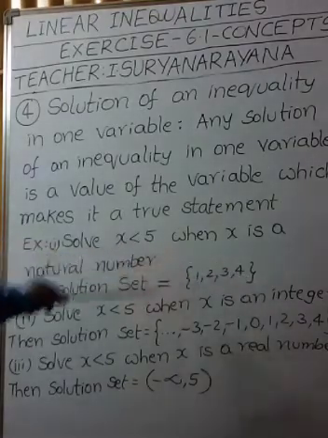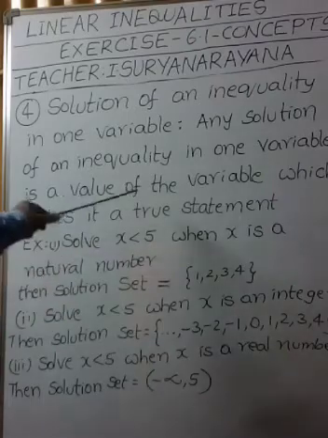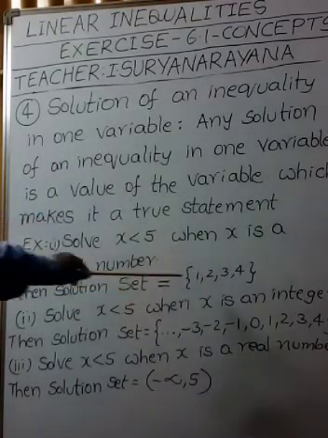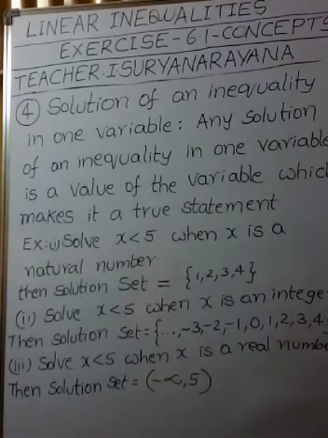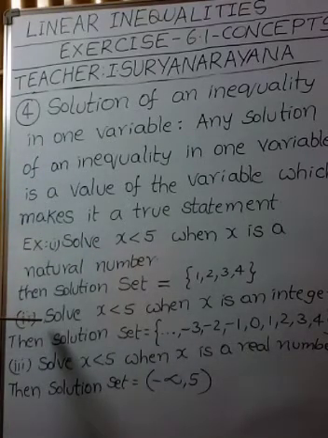4 less than 5. It is a true statement. So all these values make this inequality a true statement. That is why these are said to be the solution set of the inequality. Understood this point, my children? Understood this example? Right. Now come to the next example.